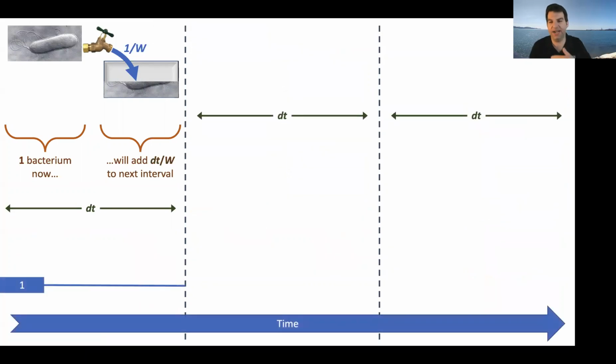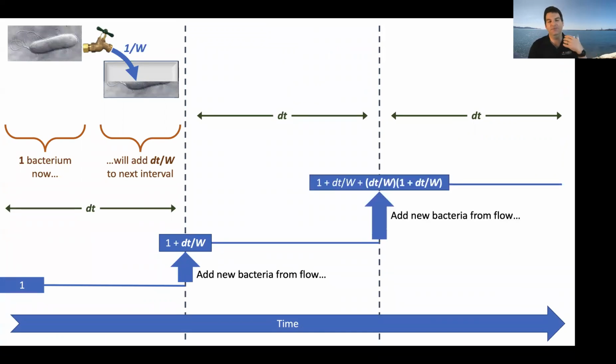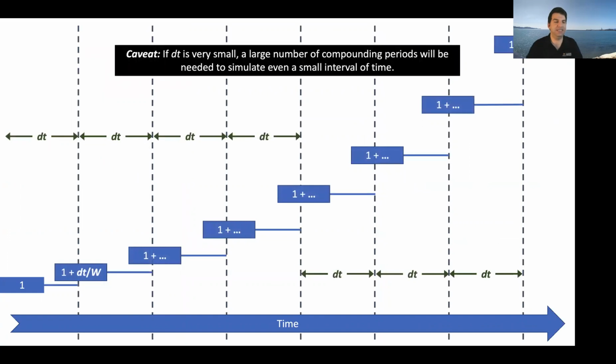So if we were to plot that out, we'd start out with 1, we get 1 plus dt over W at the next little dt time period, we'd get this expression here at the next time period, and so on and so forth. And so what you can end up seeing is that you get this kind of exponential growth in bacteria, the same way you get an exponential growth in dollars at the bank. And that's exactly what we were looking for here. But we really need tiny dts for this approximation to actually match the real world.